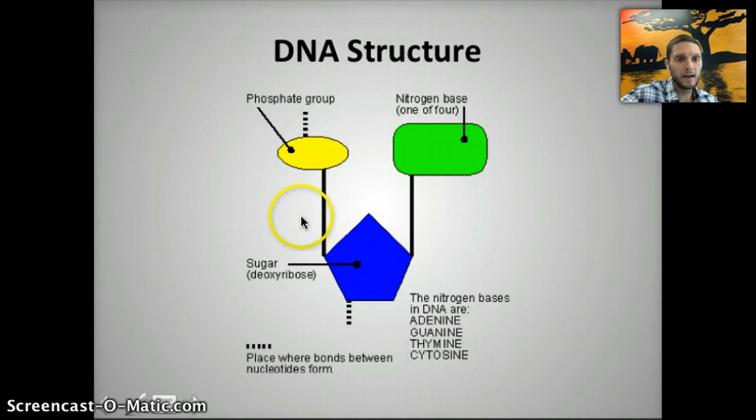Each nucleotide has a phosphate group and a sugar, and that sugar is deoxyribose. And all nucleotides in DNA have a phosphate group, a deoxyribose sugar, and then one of those four nitrogen bases. And so what makes the sequence of DNA different is the order or the sequence of the different types of nitrogen bases that are in those nucleotides.